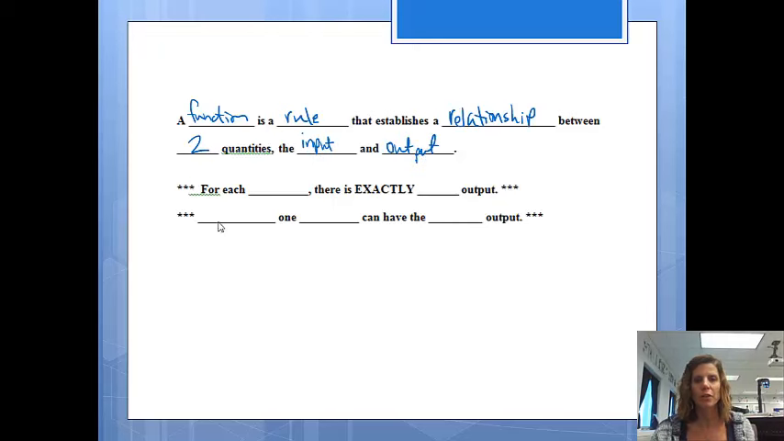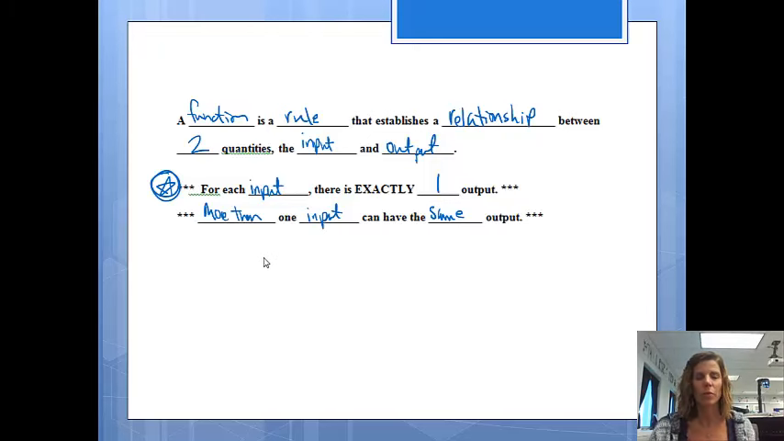All right, just a couple notes and then we'll do lots of examples so you'll know exactly what I'm talking about. For each input, there is exactly one output. And that's going to be our standby reasoning for why something is a function. And more than one input can have the same output. So something is forcing something else to have a pattern and then come up with some answers.